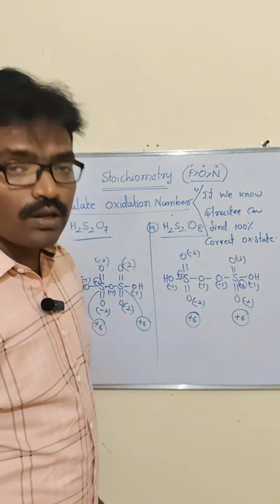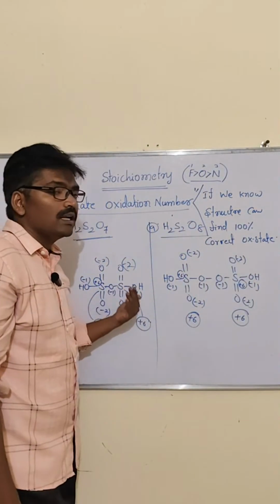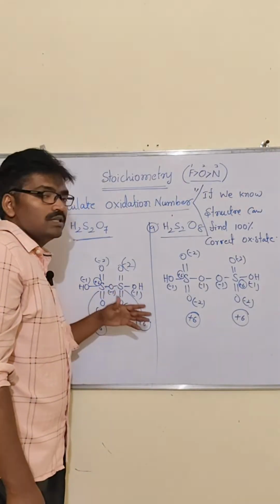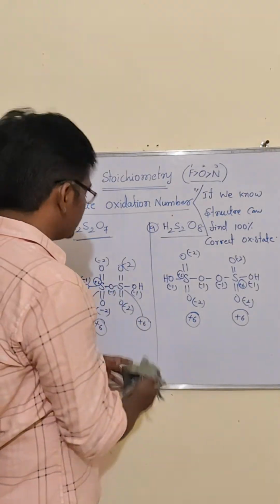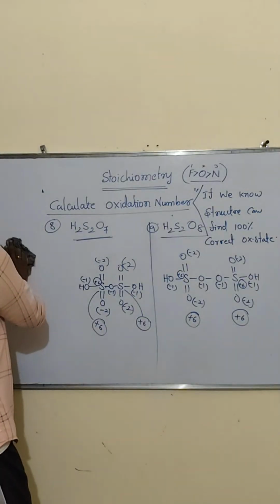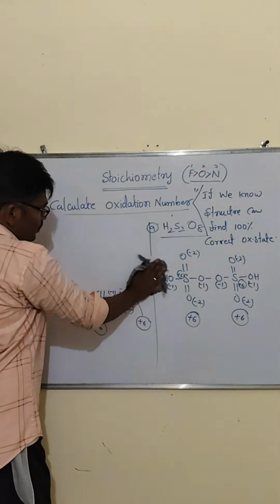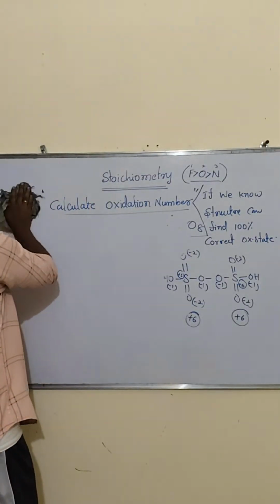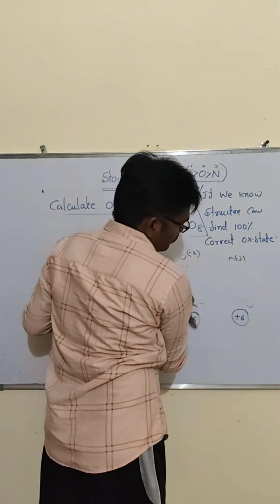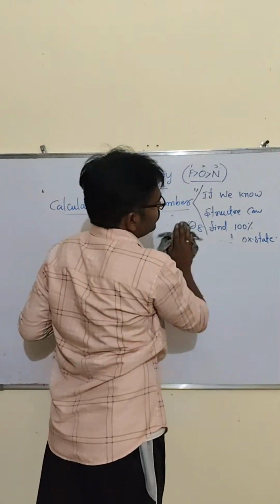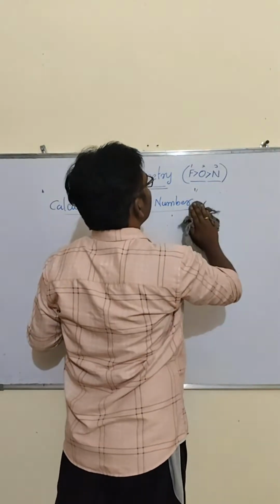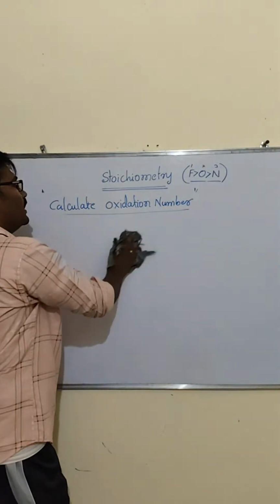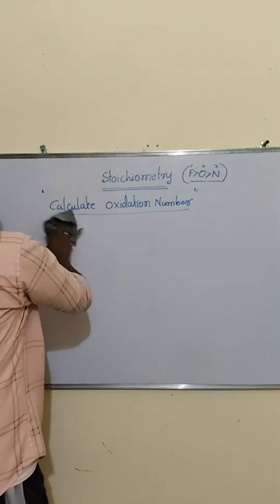Generally we use the calculation method to find out the oxidation state. To know the calculation method, you must know some rules. First, what are the rules that we have to discuss. You must know the rules to find out the oxidation state. Rules for calculating oxidation number.